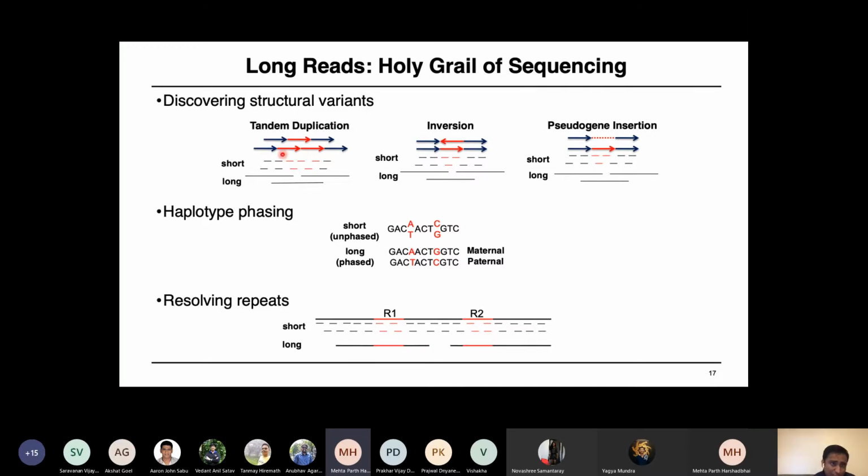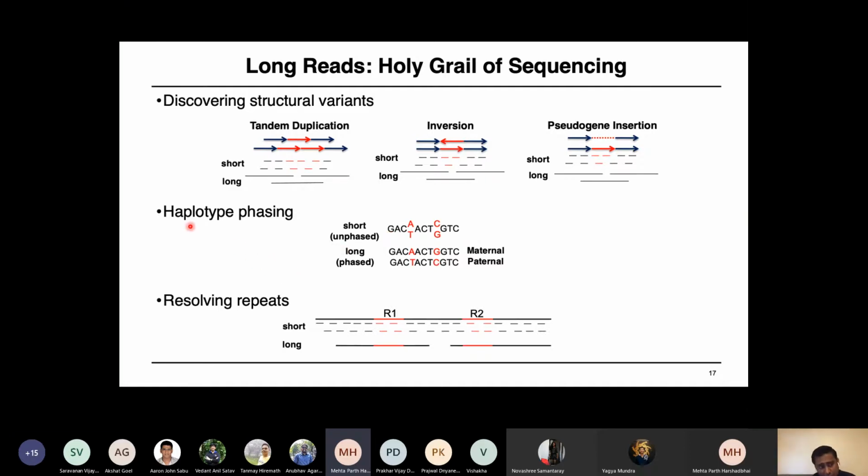They could be something like a tandem duplication, inversion, and so on. I won't get into details, but I'll just point out that some of these mutations we are now starting to believe are also likely to cause some very debilitating diseases, including cancer and autism.